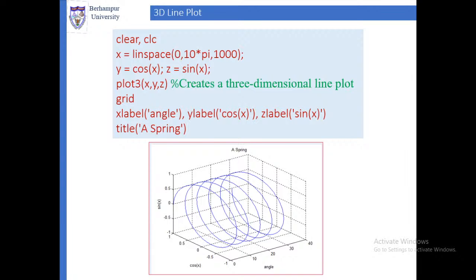grid on. Since we are giving a grid, grid is on. xlabel is angle. ylabel you can write cos x. zlabel you can write sin x. And title is spring, a spring. So now let us do this in Matlab. This is the example from the book in Matlab.